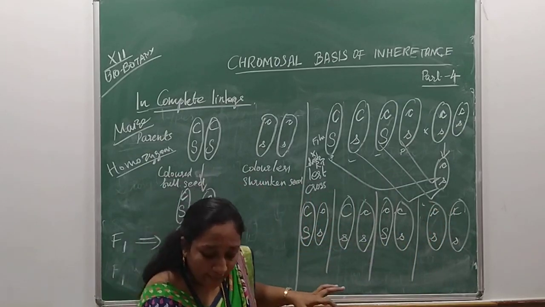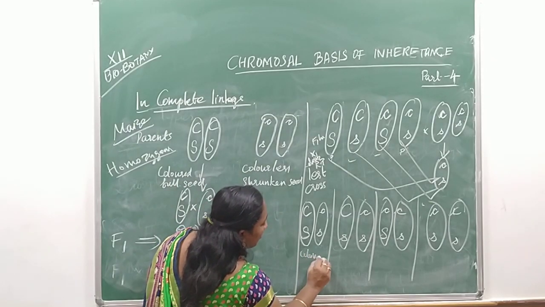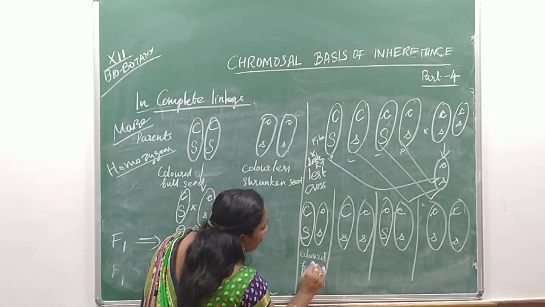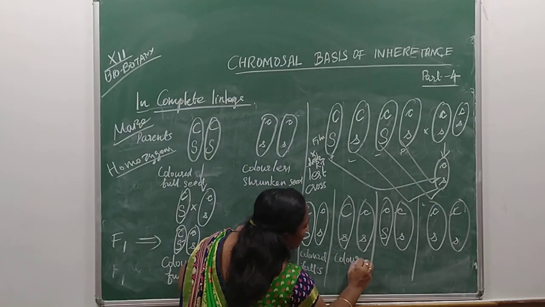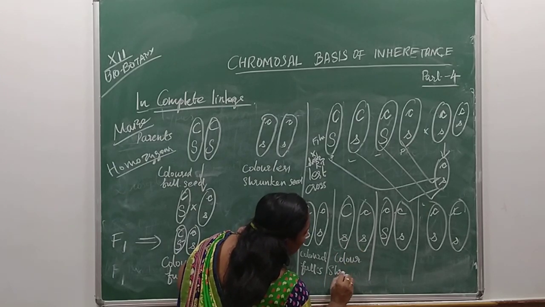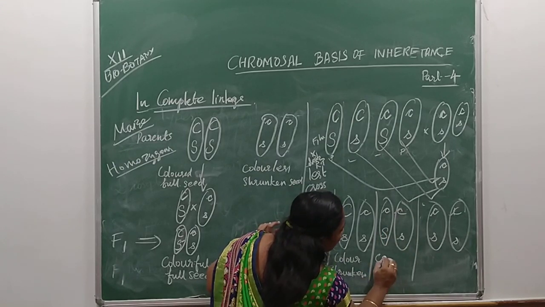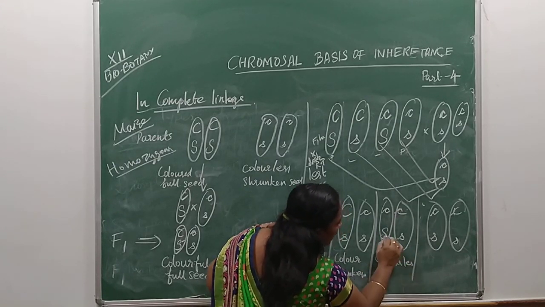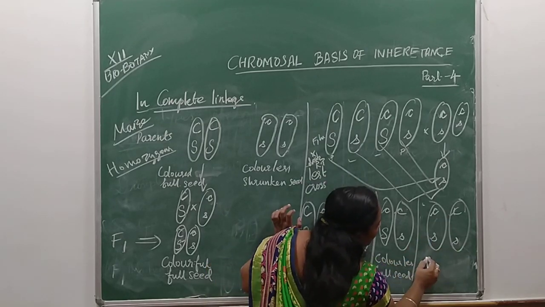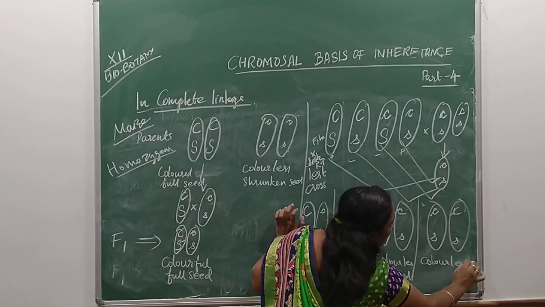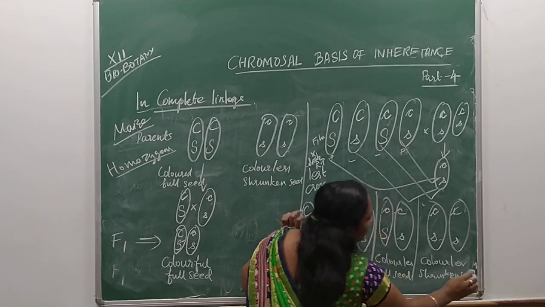Children, up to this is it clear? Now write the characteristic feature. What is the physical appearance here? This one is colored and full seed. And this is colored and shrunken. Here colorless and full seed. And here colorless, shrunken seed. Children, up to this is it clear?